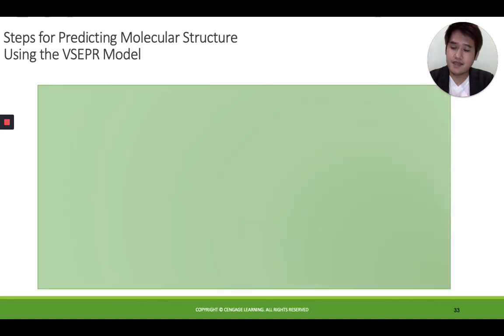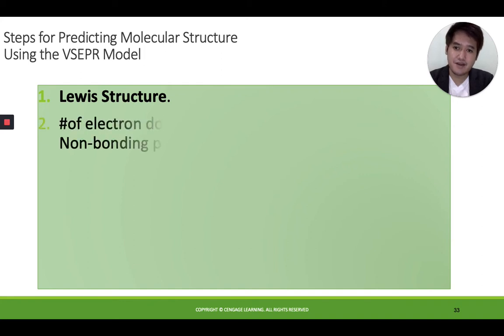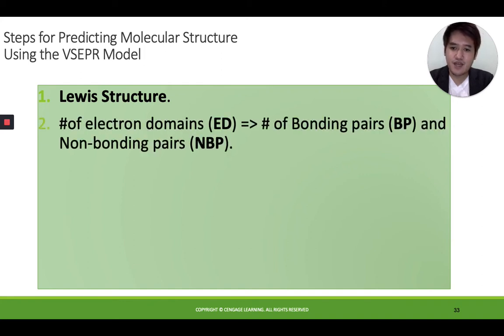Then we have here the steps for predicting the molecular structure using the VSEPR model. The first one is to write the correct Lewis structure. Or in terms of resonance structures, we have to choose the best one. Then we have to count the total number of electron domains, which can either be bonding or non-bonding.